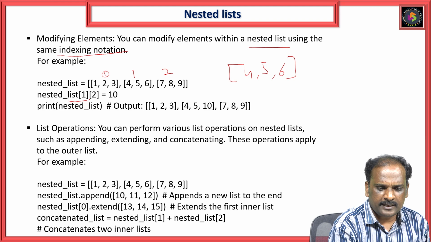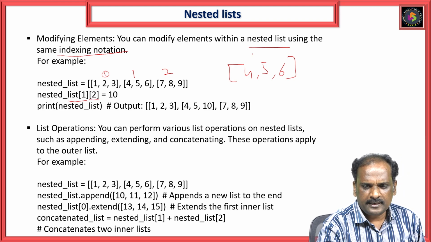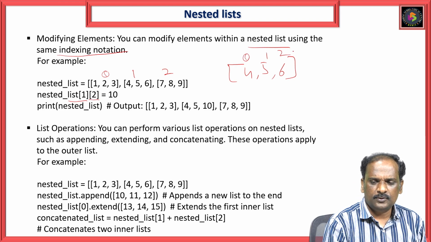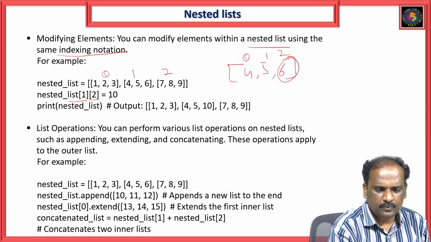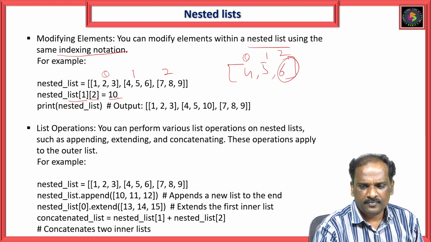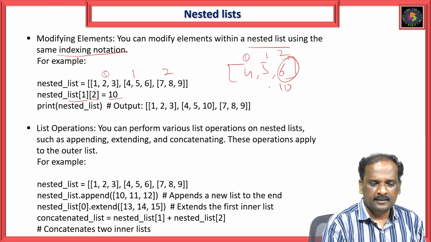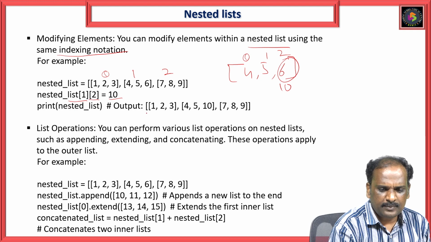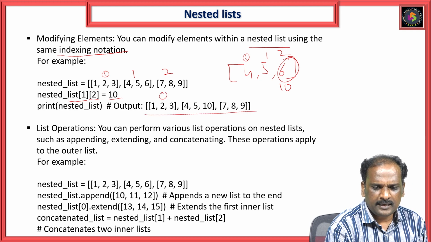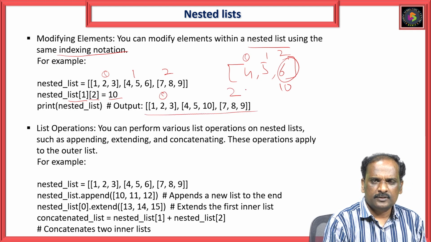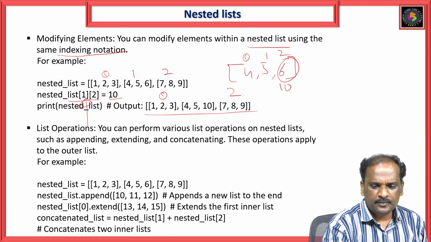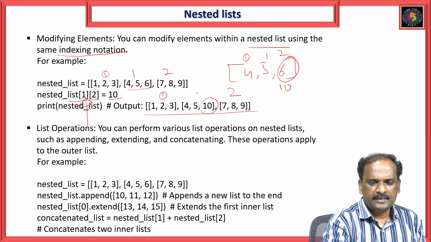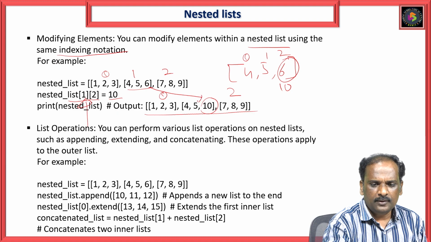In this, again I am using index 2. So what is index 2? 0, 1, 2. So the index 2 element is 6. Now I want to replace this with value 10. When I print the nested list, at the 0th index there will be no change, and at the second index there will be no change, because we are accessing the sublist at index 1. So earlier it was 4, 5, 6, now it is 4, 5 and 10. So 6 is updated to value 10.